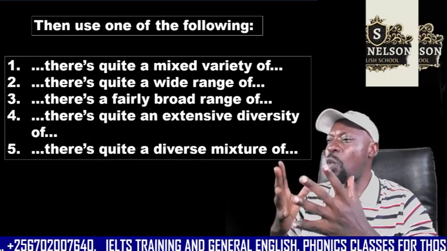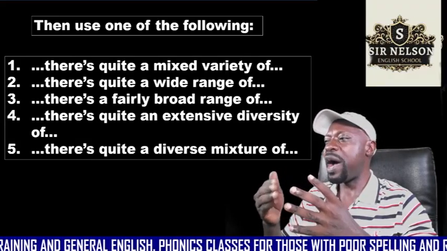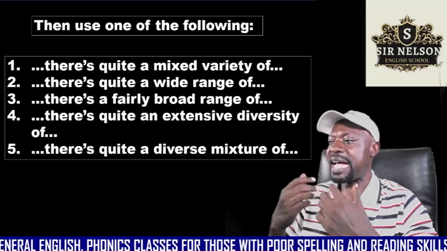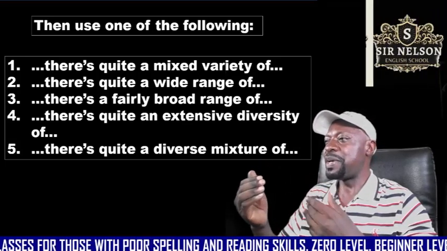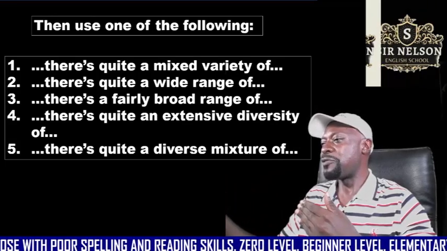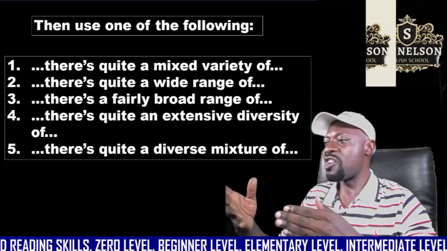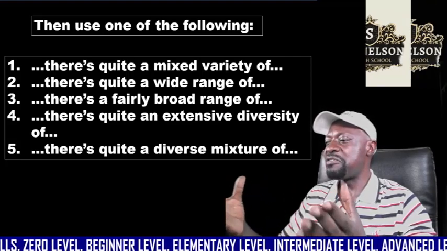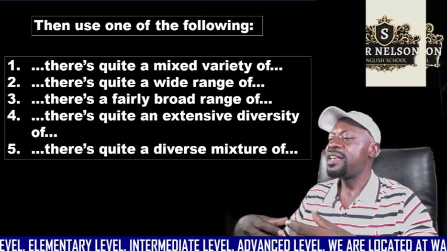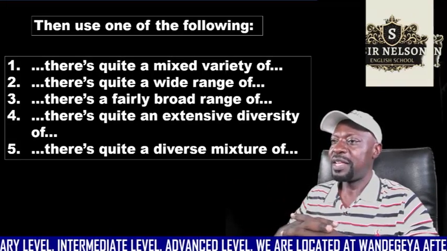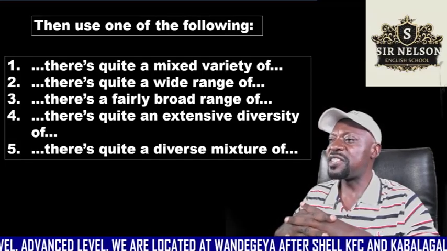1. There is quite a mixed variety of. There is quite a wide range of. Remember, they are asking for types of. Don't repeat the word. What are the types of? And they say the types of. Words like variety, range, broad range, diversity, mixture, they are almost like synonyms. They mean type. So if you use the word type in the answer, that is vocabulary cycling.